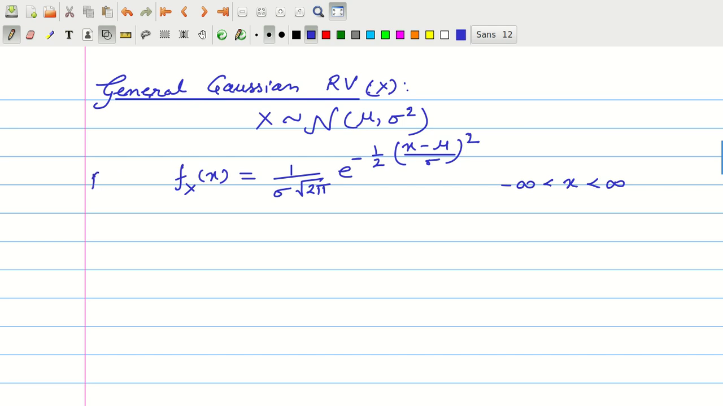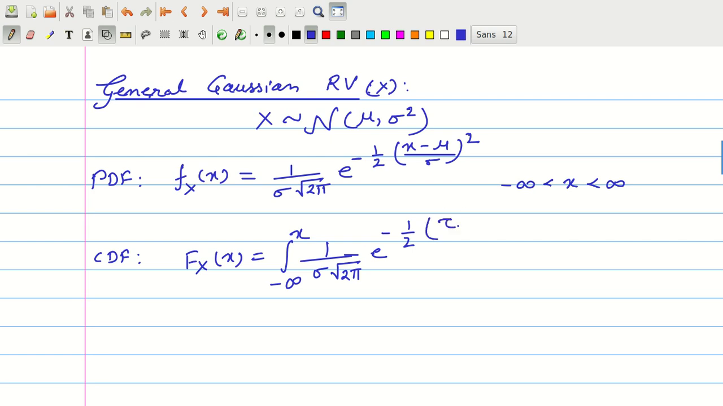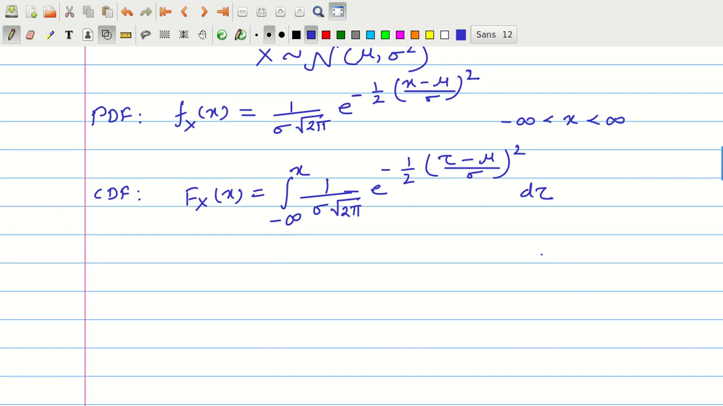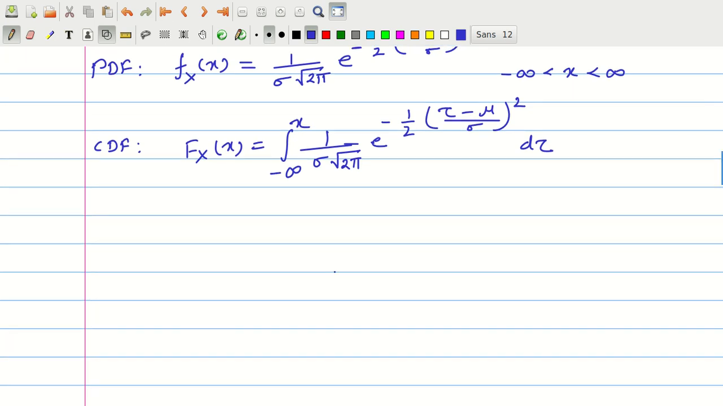The corresponding CDF, which is denoted by capital F, can be written as integration minus infinity to x 1 over sigma root 2 pi into e to the power minus half ((tau minus mu) by sigma) squared d tau. Now let us make a substitution here.